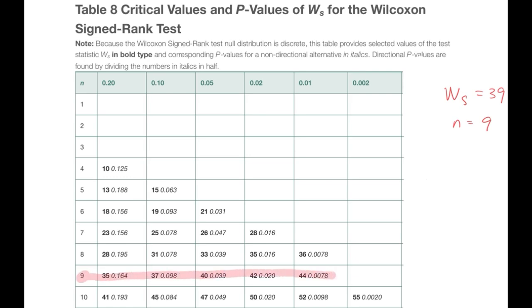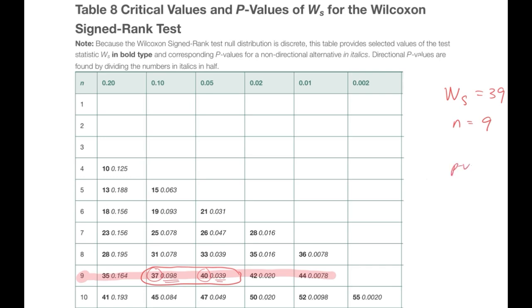And we look at these guys right here. What we're looking up is test statistic 39. That's going to be these bold numbers here. So we're trying to find where 39 would be in this table. It's going to be somewhere in these two cells here because I've got the 37 and I've got the 40. So 39 is in between there. And then these numbers here in italics are the corresponding p-values.